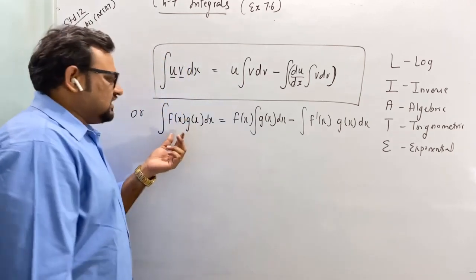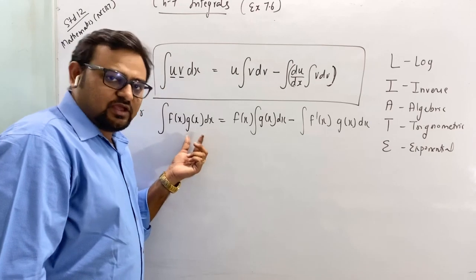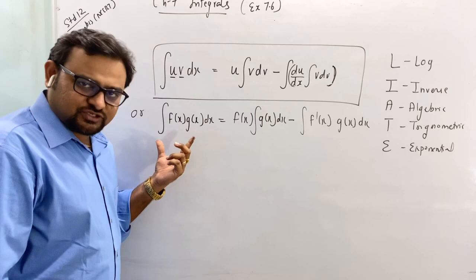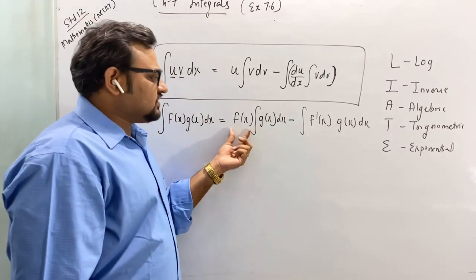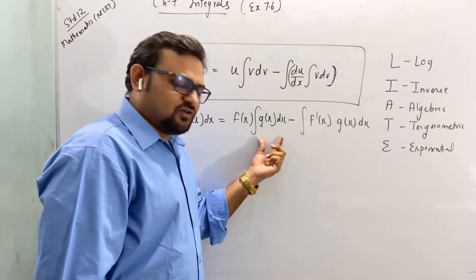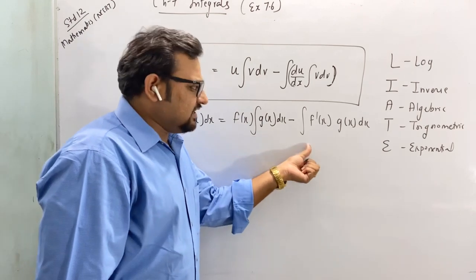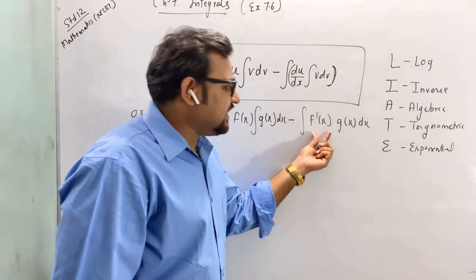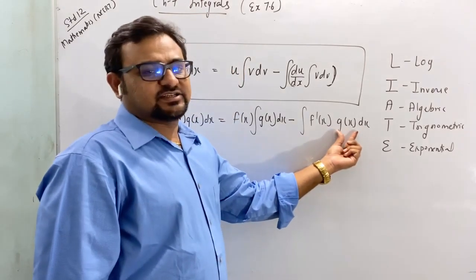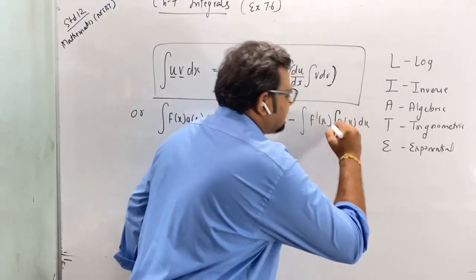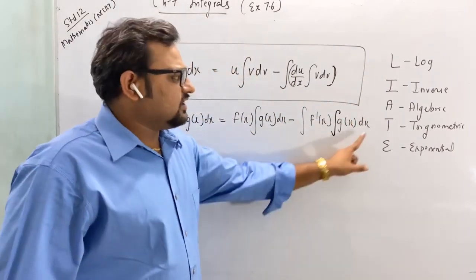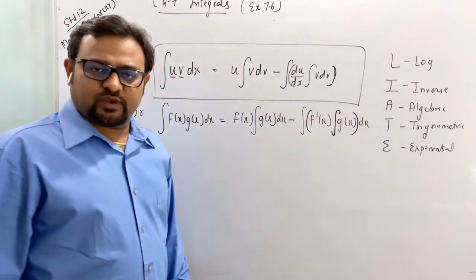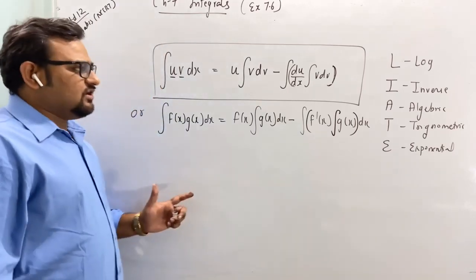Now we can consider it in this way also. If two functions are given, f(x) and g(x), both multiplied, and you have to find the integration, then what I am doing is: first function f(x) as it is, integration of g(x), minus the integration of f dash x, means derivative of the first function, into the integration of g(x), dx. Clear? So this is the formula.